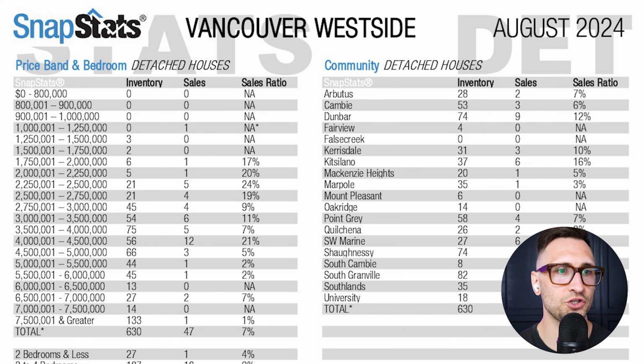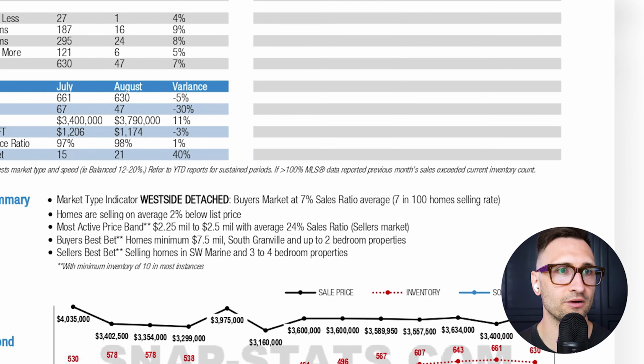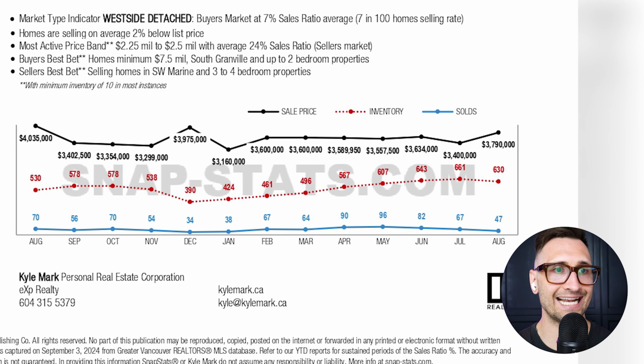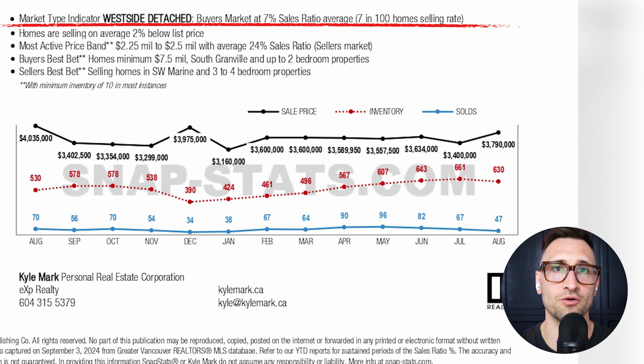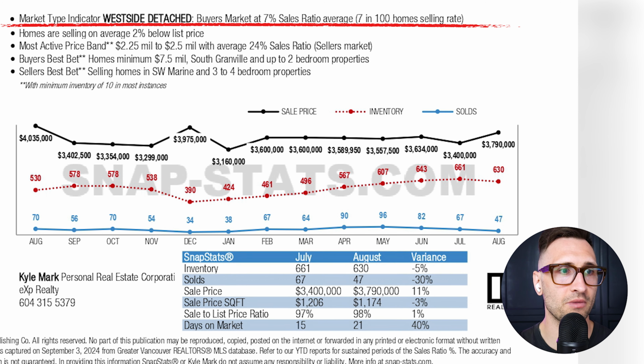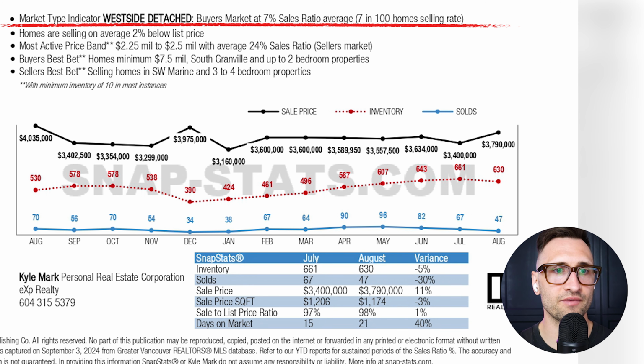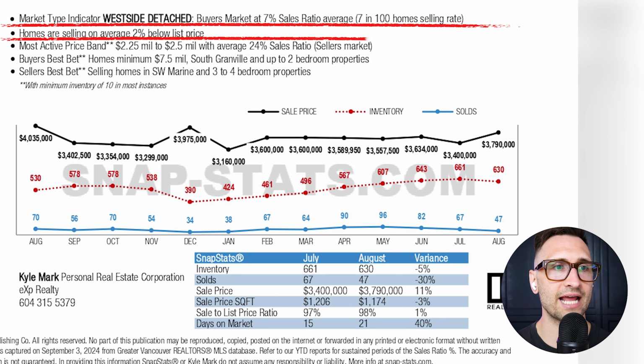Kicking it over to Vancouver's west side and the detached market here, we know that it's sitting at 7% sales ratio, so firm buyer market conditions. If we look at the 13-month market trend line here, we've actually seen a jump up month to month from $3.4 million to $3.79 million. But keep in mind, there wasn't a lot of sales data with that. Homes are selling on average 2% below list price on Vancouver's west side.